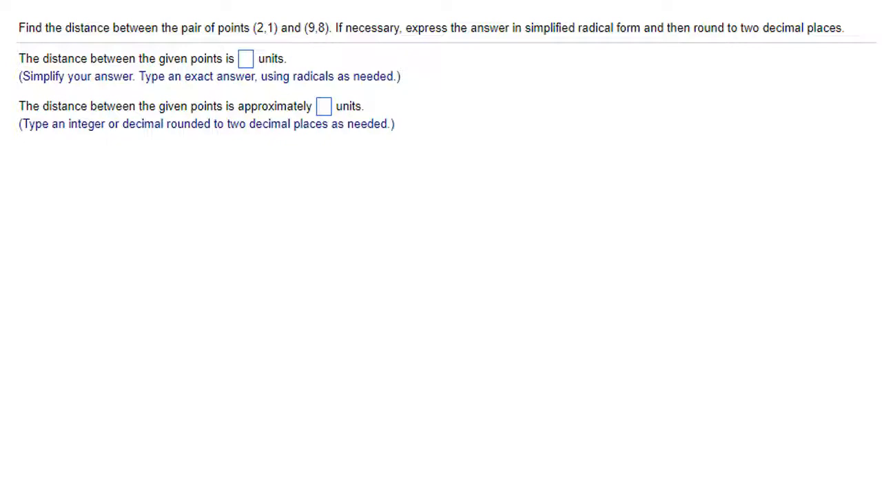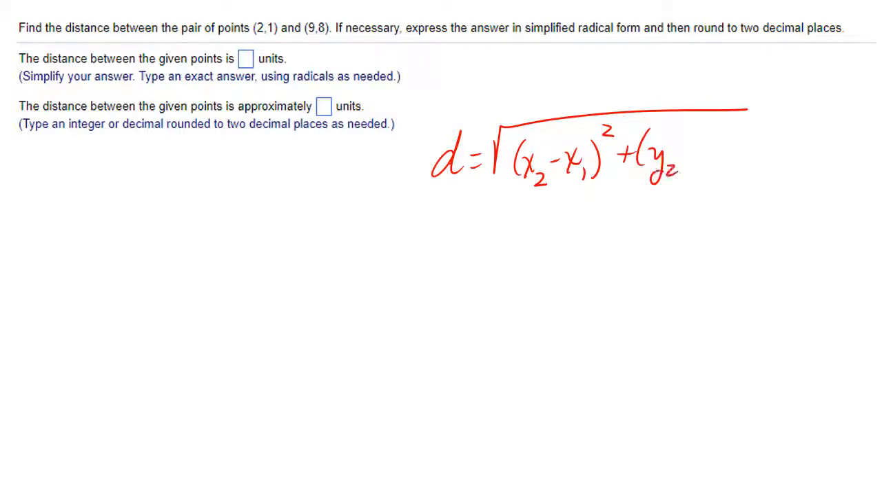Now we'll use another formula. This is the distance between a pair of points. The distance formula is the square root of x2 minus x1 quantity squared plus y2 minus y1 quantity squared. So this is my x1, my y1 would be the first ordered pair. The x2, y2 is my second ordered pair. So I substitute in the values I know.